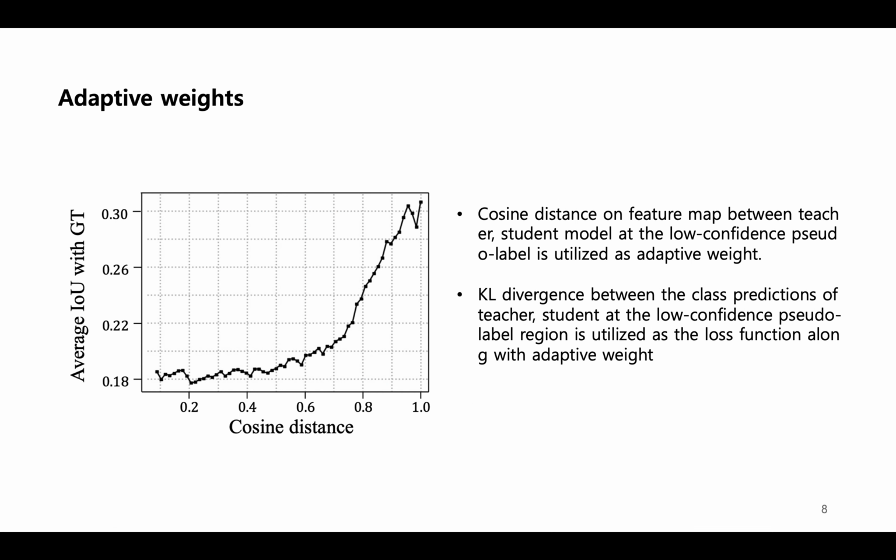And the cosine distance on the feature map between the teacher and student model at the low confidence pseudo label is utilized as the adaptive rate. And the final loss is the KL divergence between the class predictions of the teacher and student at the low confidence pseudo label region, along with the adaptive rate.